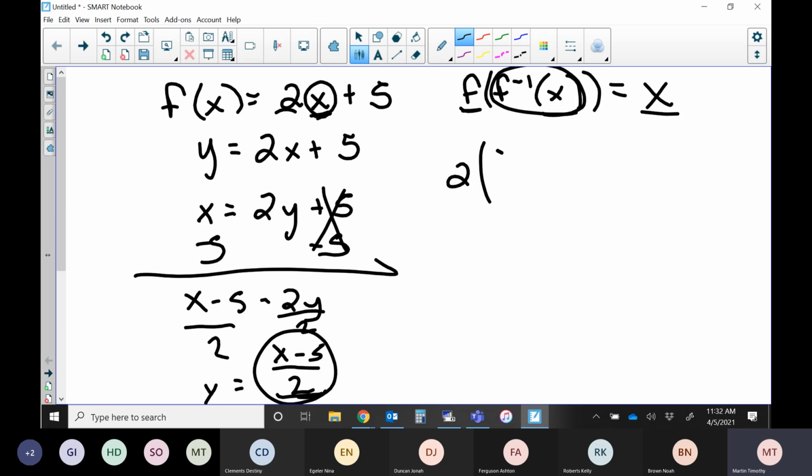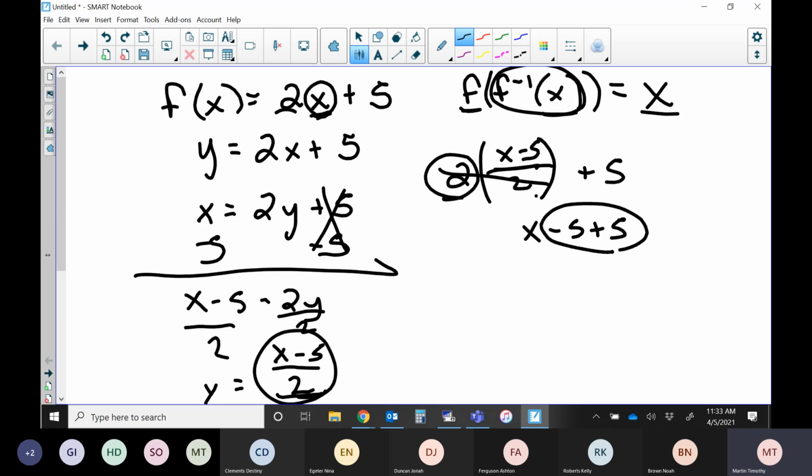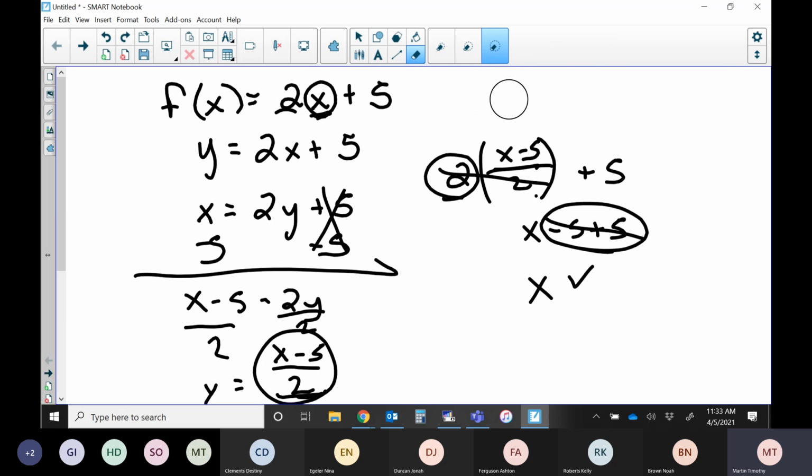So I'm going to put x minus 5 over 2 right there in the place of the x, and then plus 5. Well, when I do that, this 2 is multiplying and this 2 is dividing, so these two cancel out, and I'm left with x minus 5 plus 5. And when I do that, the minus 5 and the plus 5 cancel out. Check. So the f of inverse of f of x does equal x. So test 1 is done. So I know that that worked.